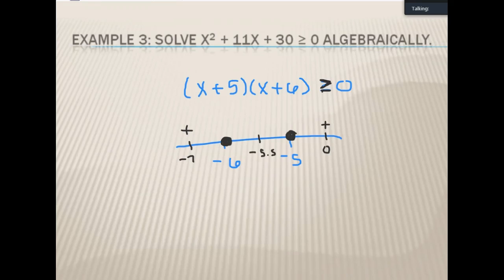Plugging in -5.5, that gives you a negative here. Plugging in -5.5 here gives you a positive. So a negative times a positive is a negative. So it is positive below or to the left of -6 and to the right of 5. Which means my solutions are -infinity to -6, including -6, and 5 to infinity.